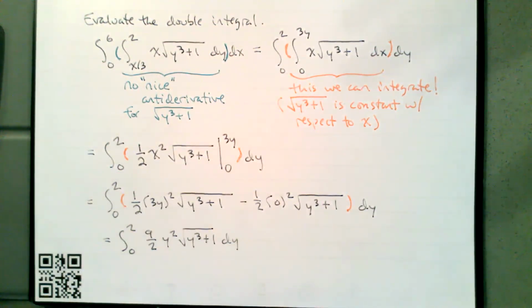And now our dy integral is up next, but it's a substitution problem. So before, when we just had the square root of y cubed plus 1, we don't have a nice antiderivative, can't proceed. But if we change the order of the integration and integrate with respect to x first, it works, because this problem was custom built for this exact purpose. Now we can integrate it.